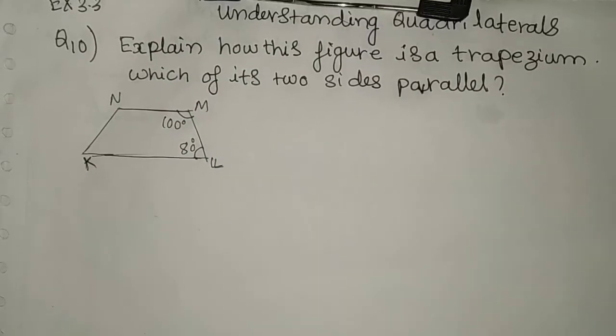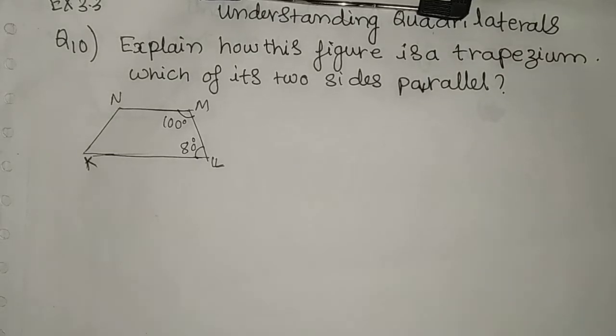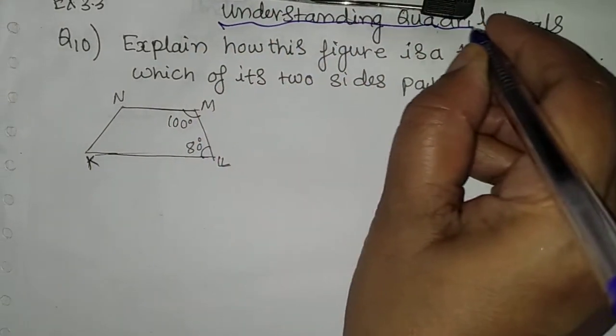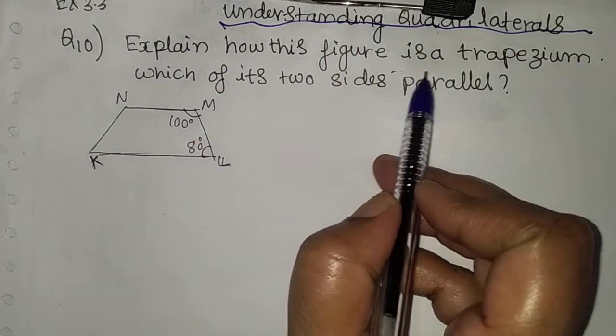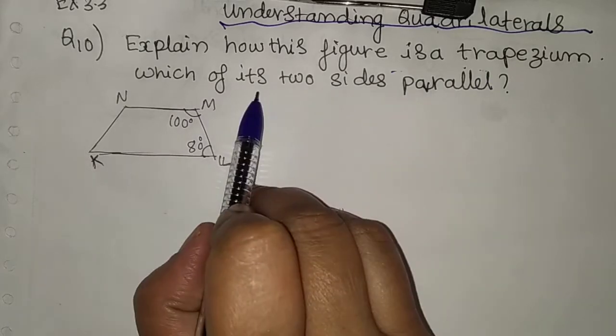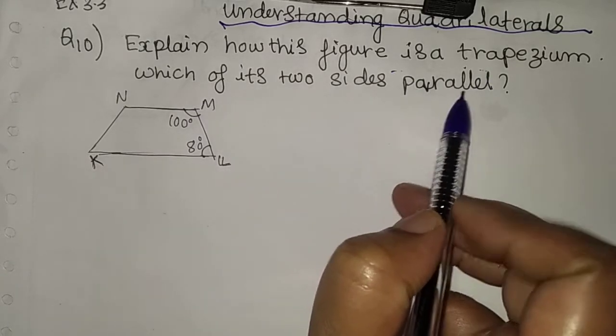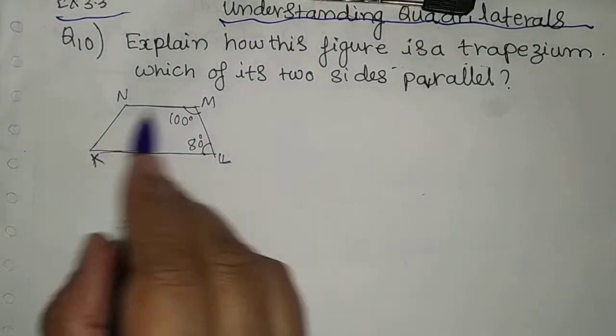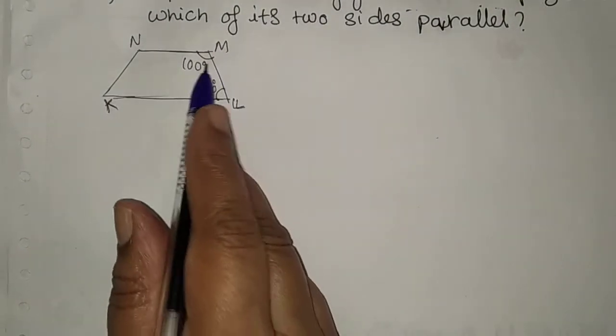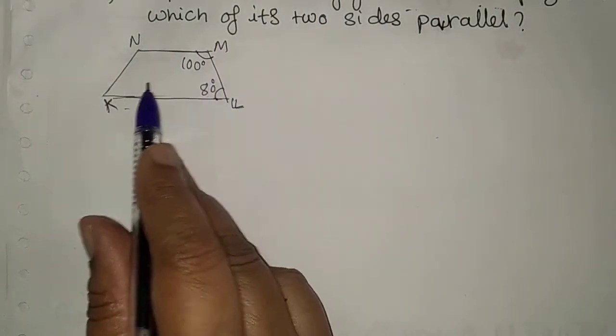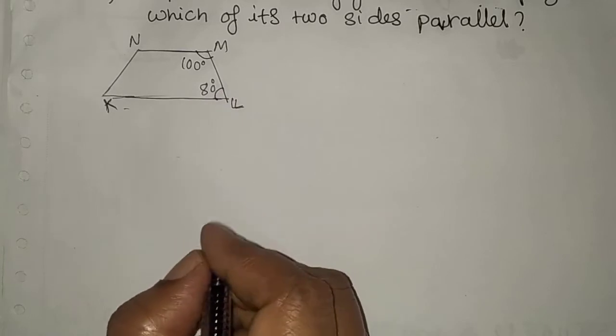So the 10th problem is: explain how this figure is a trapezium, and which of its sides are parallel. A diagram is given here, that is KLMN, with the angles they have given.